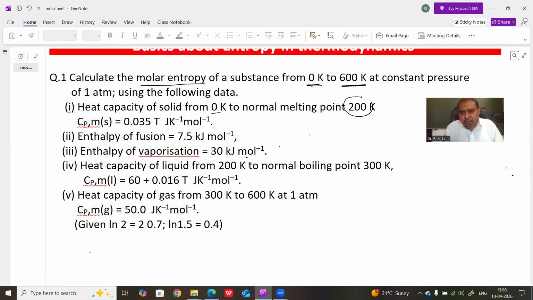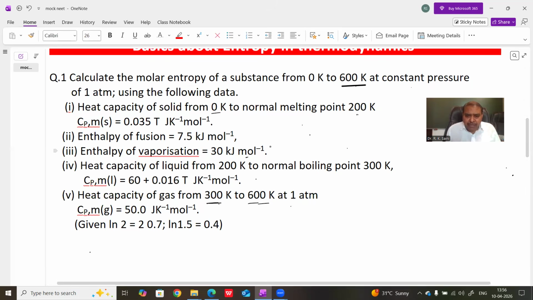The normal melting point at 1 atm pressure is 200 Kelvin. Solid and liquid exist in dynamic equilibrium, and this is the fusion entropy. The boiling point of the liquid is 300 Kelvin. So the solid changes into liquid, the liquid changes into vapors, and the gaseous state is further heated from 300 Kelvin to 600 Kelvin at 1 atm, and the essential data are given in this question.